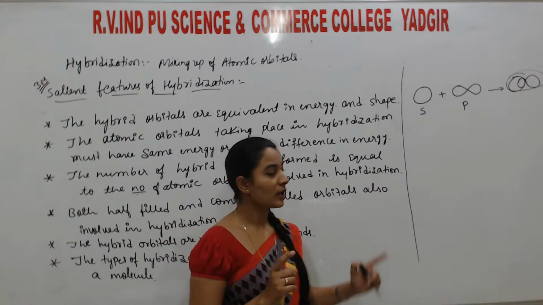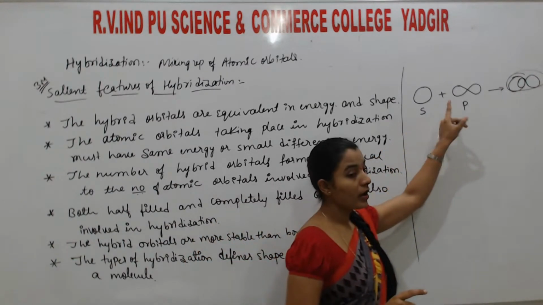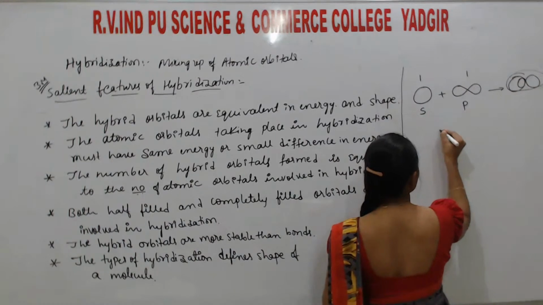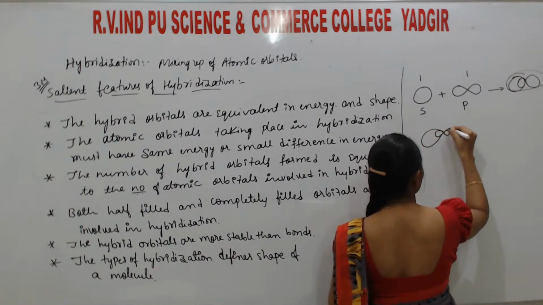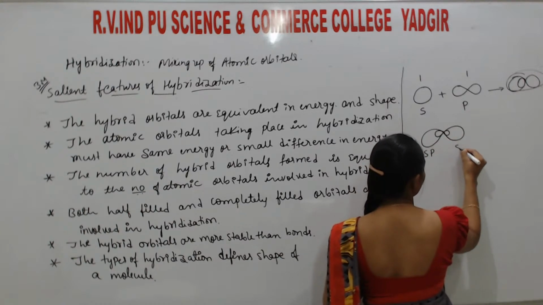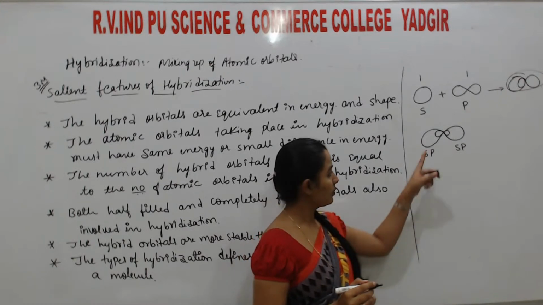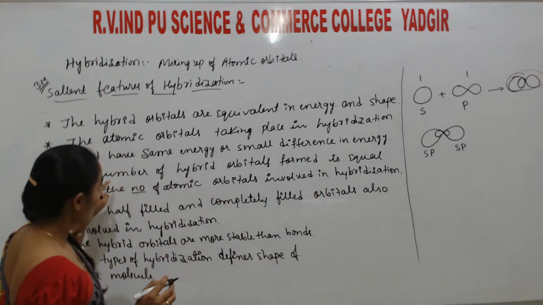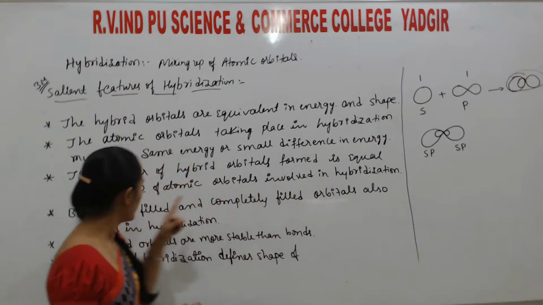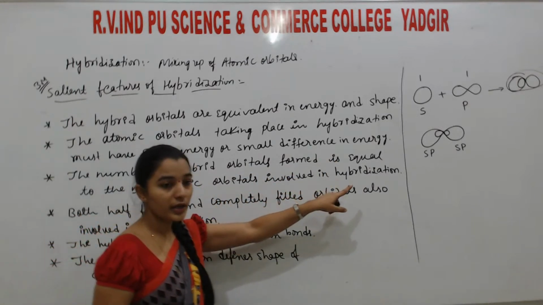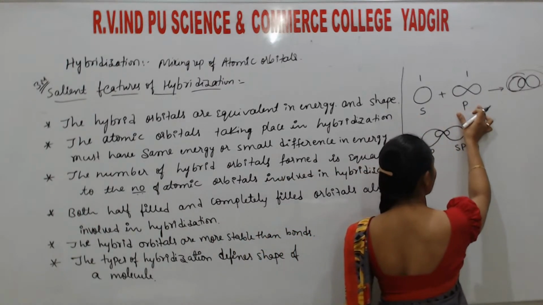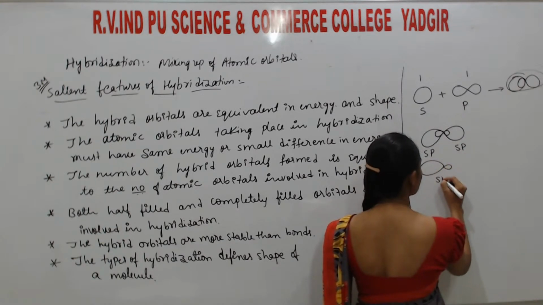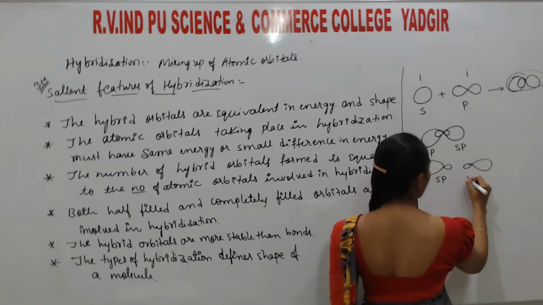When the S orbital and P orbital get mixed up, what happens? They form a hybrid orbital. So students, here one S orbital and one P orbital are there, and they form two sp hybrid orbitals. Are you getting? Listen, the number of hybrid orbitals formed is equal to the number of atomic orbitals involved in hybridization. Here one s orbital and one p orbital form two sp orbitals. If I separate it, this is one sp orbital, and this is also one sp orbital.